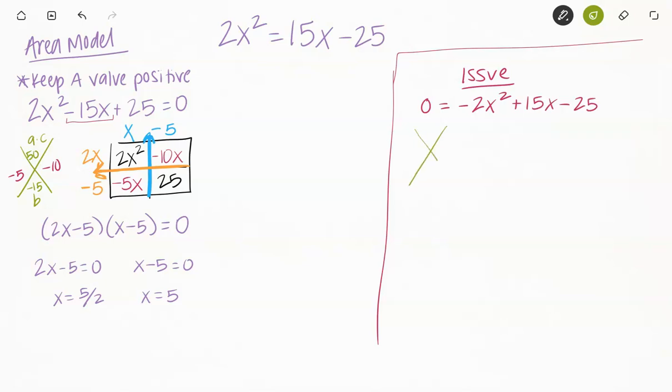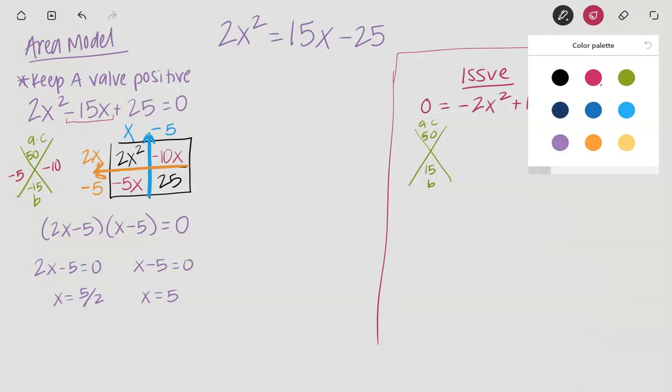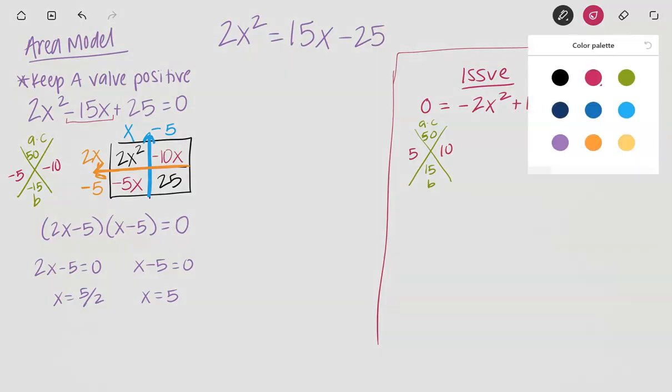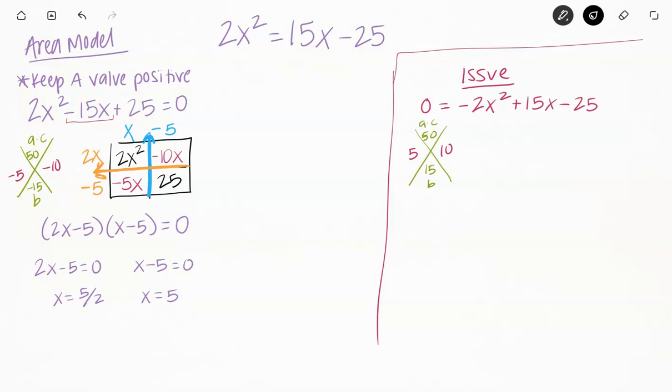So we have our x value. Now our a times c is still positive 50, but our b value is now a positive 15. That is going to change these values to be a positive 10 and a positive 5. So then when we fill in our area model here, everything seems to be looking similar.